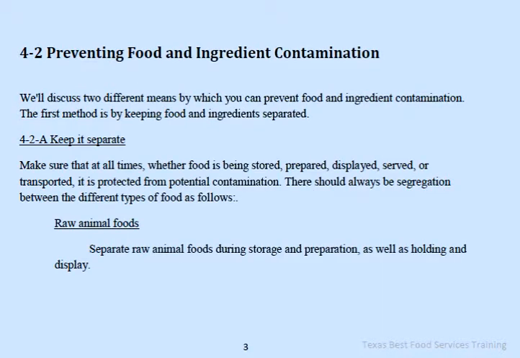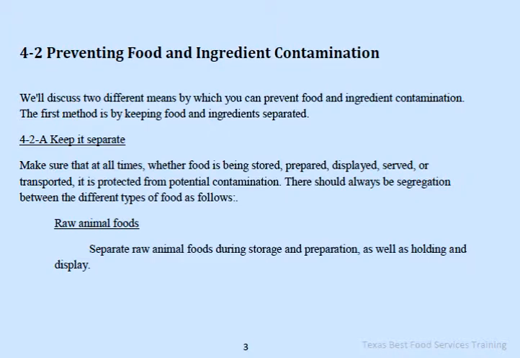Preventing food and ingredient contamination. We'll discuss two different means by which you can prevent food and ingredient contamination. The first method is by keeping food and ingredients separate. Make sure that at all times, whether food is being stored, prepared, displayed, served, or transported, it is protected from potential contamination.